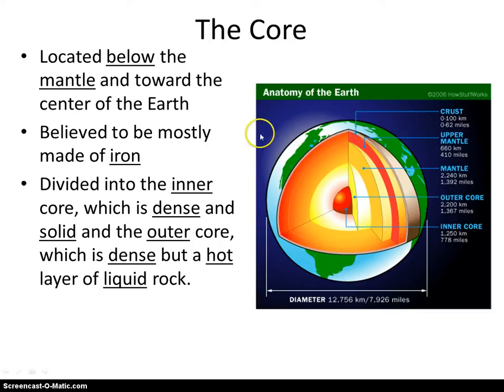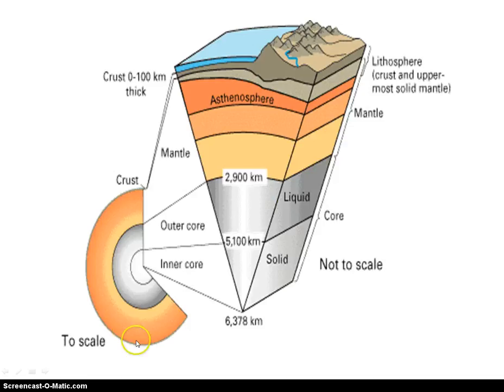Okay, so those are all the different parts. So crust here, mantle, lithosphere is these two put together, asthenosphere is the top layer here, then you have the outer core and the inner core. Fill out this part in your notes.